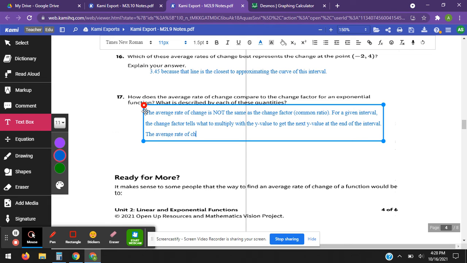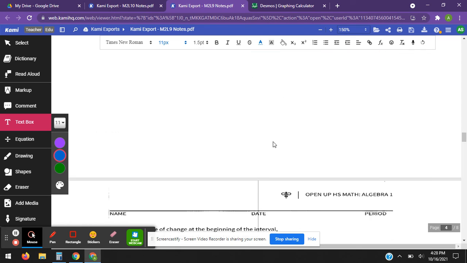Average rate of change instead is the difference between the two values. That's like our slope. Here's slope. And it's linear. But slightly different. Okay. Are you ready for more?